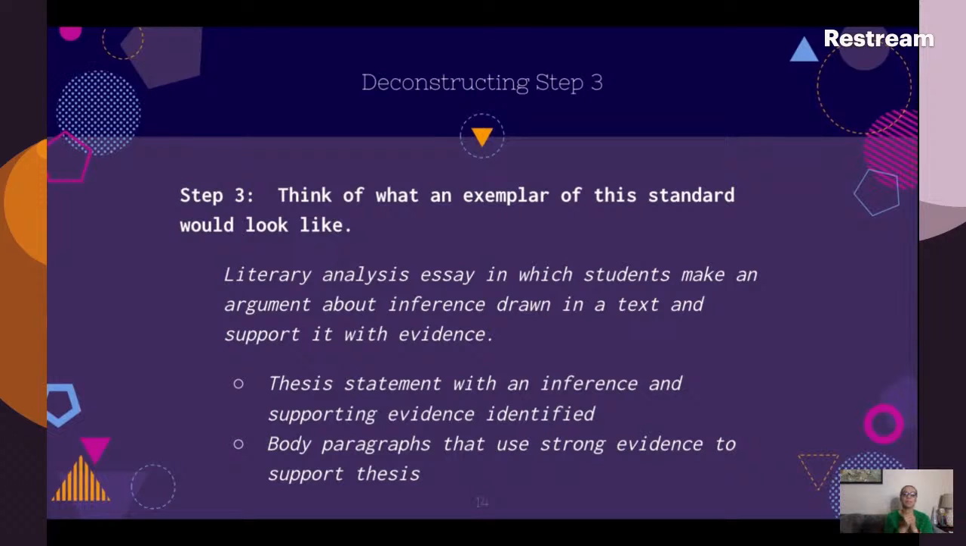So we're moving into step 3. Step 3 is what you need to do is also think of what an exemplar of this standard would look like. So first you read it, you take it in, you try to see, is this a lot or is this not that much? And then you restate it in your own words. What exactly are they trying to say to me here? And then the next thing is think about what an exemplar of this would look like.